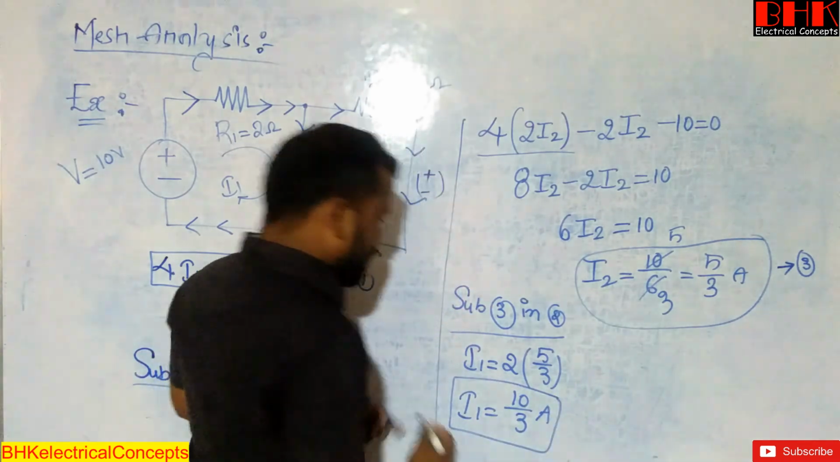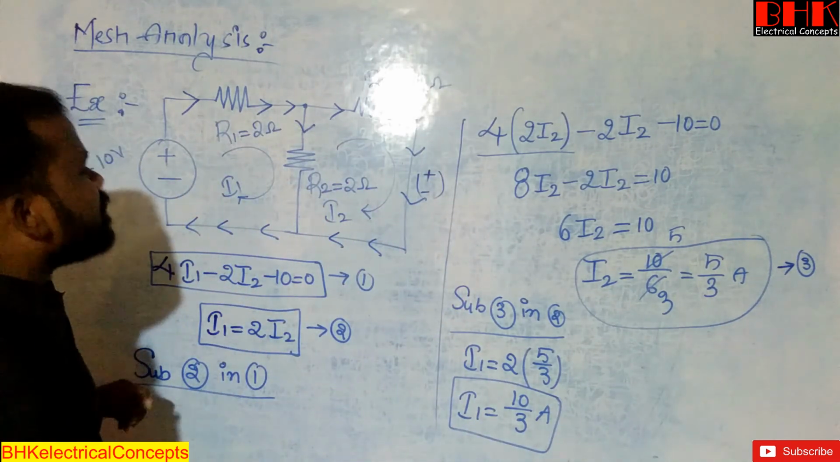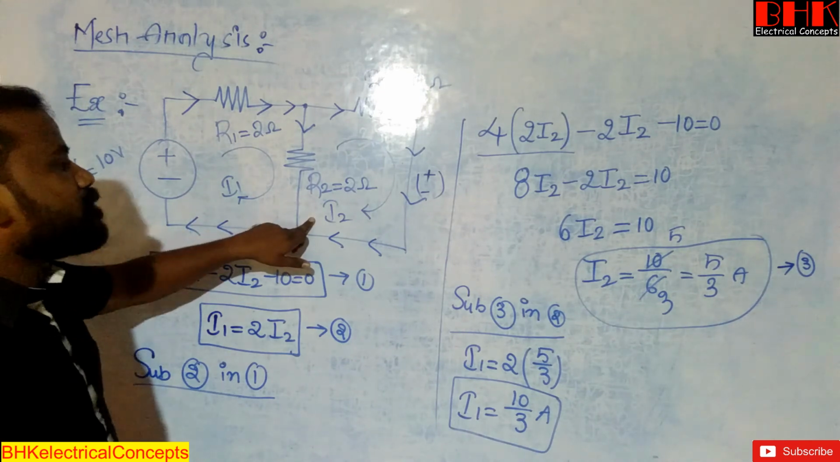Clear? So like this we are going to find the values of I1 and I2 from the circuit.